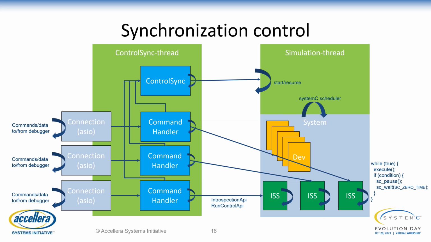Inside the ISSs, there's a main loop, which is just a simple while true execute. So execute all your instructions. If there's some condition, we will pause. So that will cause the scheduler to go to the SC paused state.